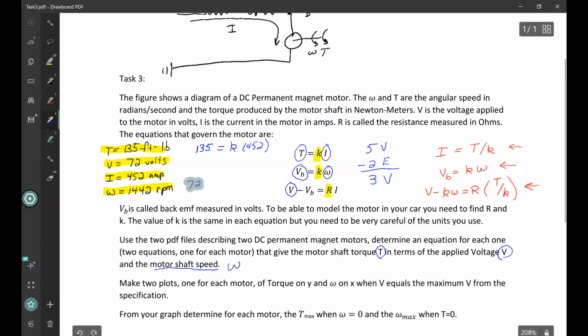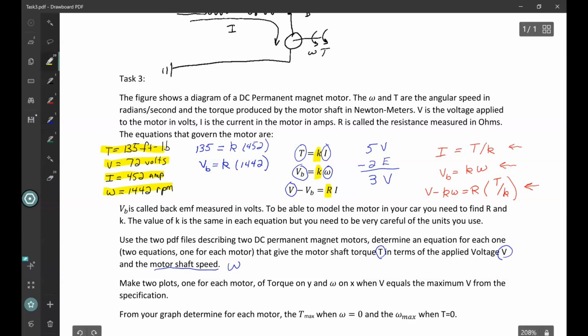Well, okay, let me back up. Let's put into the second equation. Second equation, I don't know VB, but I know it's equal to K, which you can get from the top equation, the top blue one. K times omega. Omega is 1442. Again, watch out for the units. You can't just divide this out. You've got to watch out for the units. I'm going to leave that as an exercise to you.